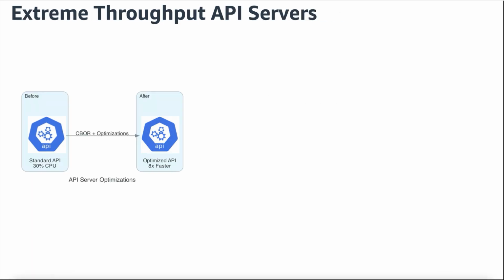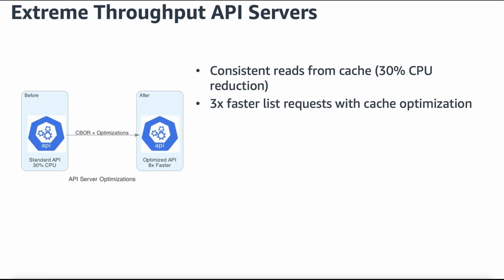Moving up the stack from the data store, let's examine the API server optimizations that enable extreme throughput at ultra scale. Kubernetes API servers in Amazon EKS can already scale vertically and horizontally, but ultra scale required specific enhancements to handle the massive traffic patterns generated by 100,000 node clusters.